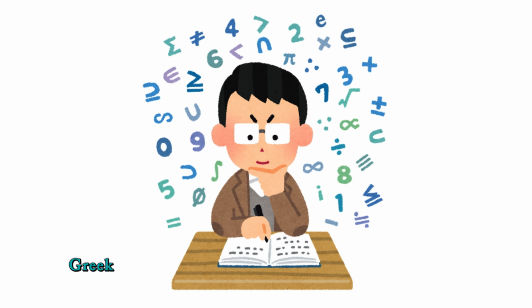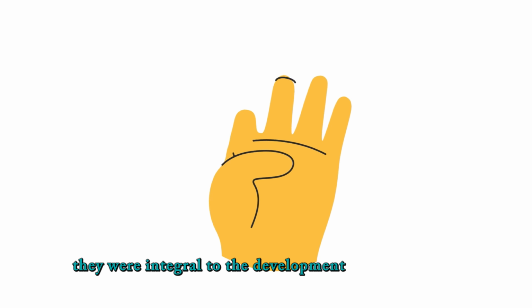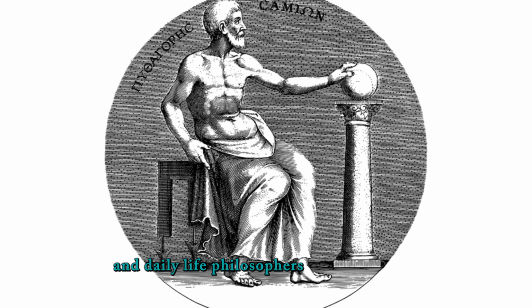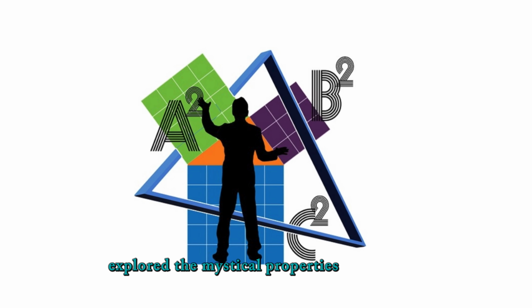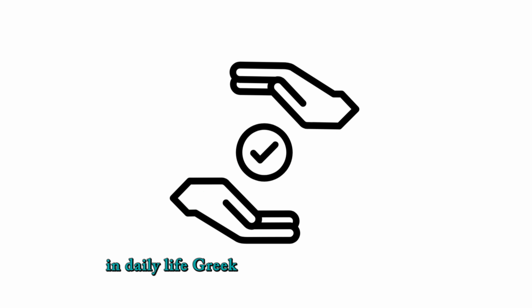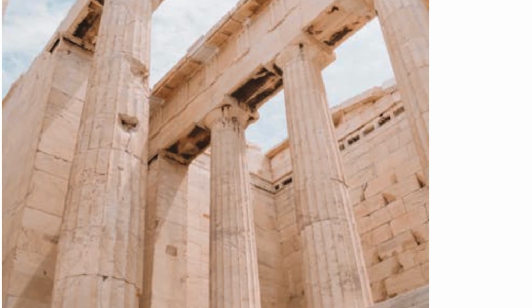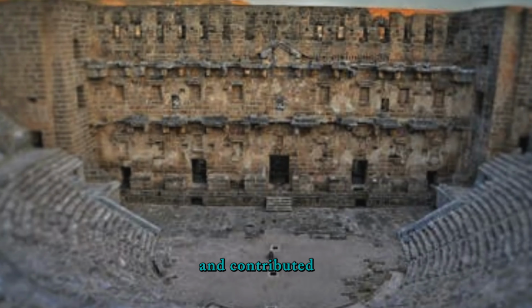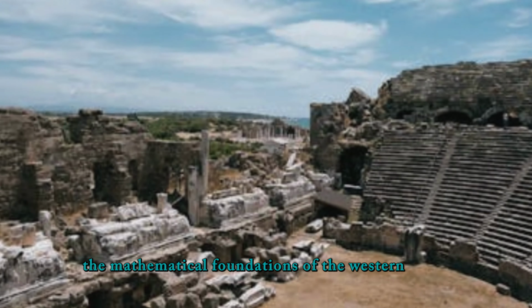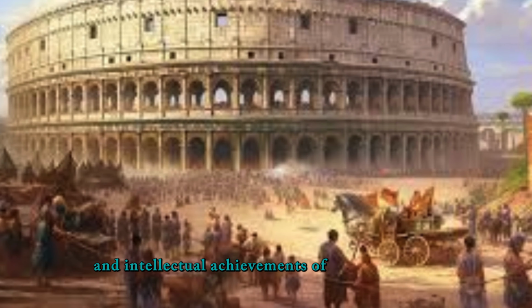But Greek numerals were more than just tools for counting. They were integral to the development of mathematics and daily life. Philosophers like Pythagoras explored the mystical properties of numbers, while Euclid used them to develop the foundations of geometry. In daily life, Greek numerals facilitated trade, taxation, and the organization of city-states, making them essential to the functioning of Greek society. They influenced the Roman numeral system and contributed to the mathematical foundations of the Western world. Greek numerals remain a testament to the ingenuity and intellectual achievements of ancient Greece.